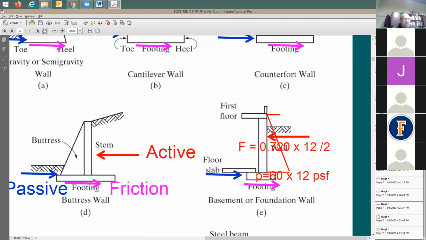I said here, the pressure at the base is going to be 6 times 12. It's going to be 720, right? Going to be taking this again. Now I'm trying to do here the force. I'm going to be taking the base pressure, multiplied by 12, the height, divided by 2.